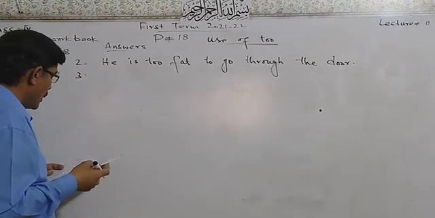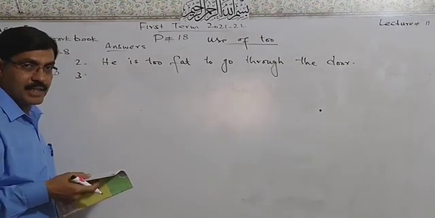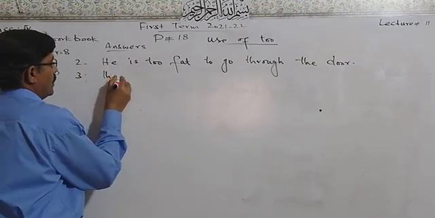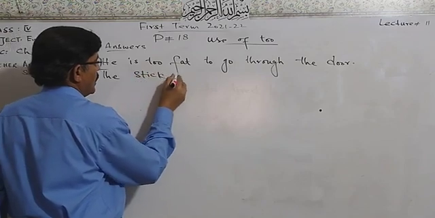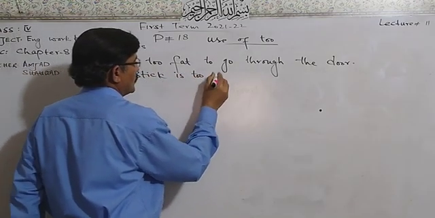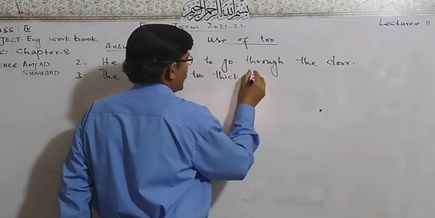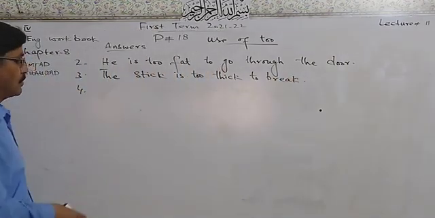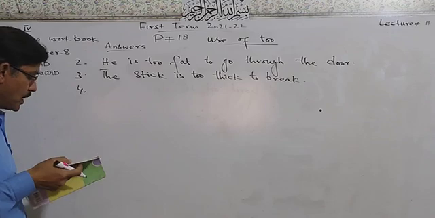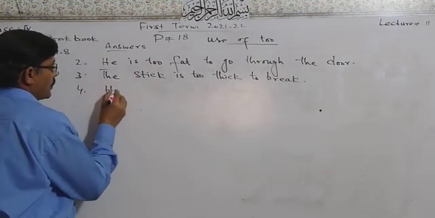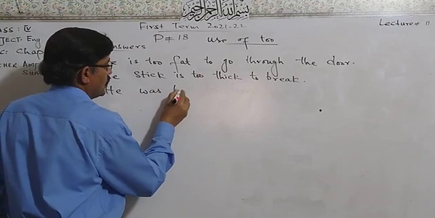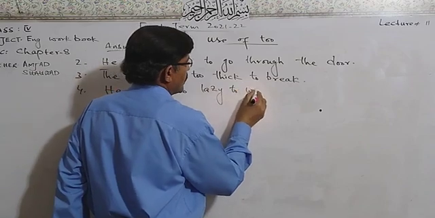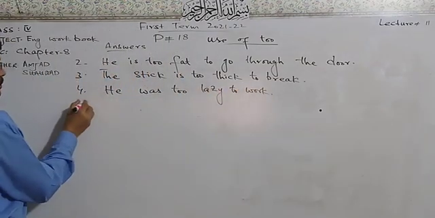Number three, the stick will not break, it is too thick. The stick is too thick to break. Number four, he could not work, he was too lazy. He was too lazy to work. This one is easy.